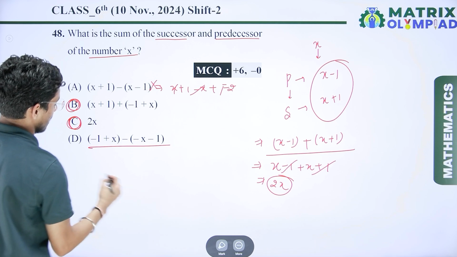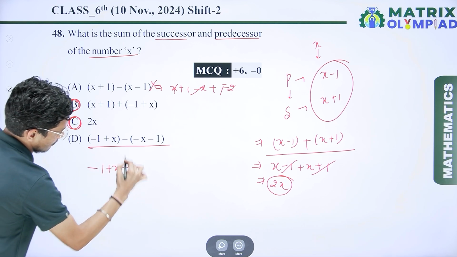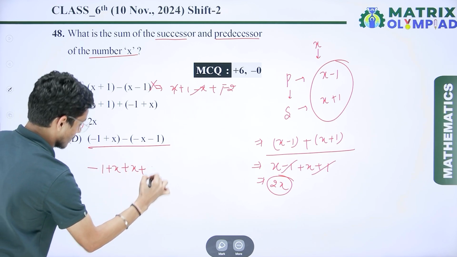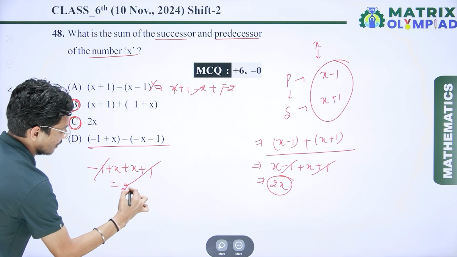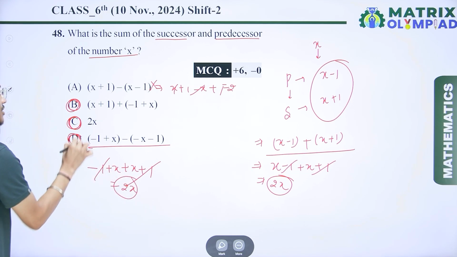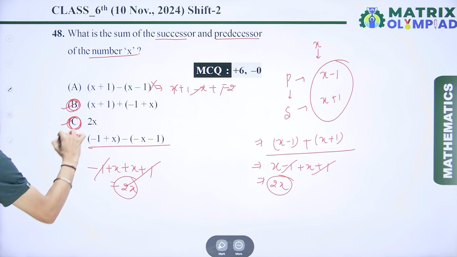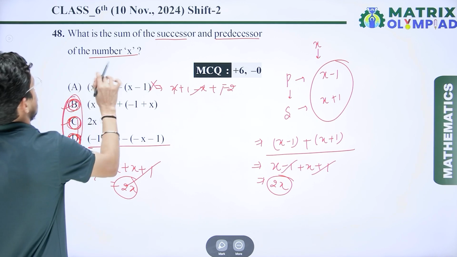If I solve this one, here I get minus 1 plus x, plus x and plus 1. It means this is also cut out, and here we get 2x. It means option D is also correct. It means options B, C and D, all three are the correct answer of this question.